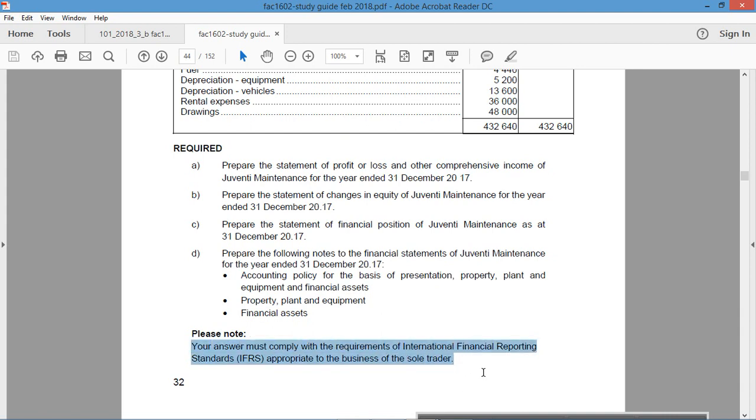All the statements, do you agree? Are you going to ask for all the statements in the exam? No. So let's test your knowledge around that. If I want to create the statement of comprehensive income, that's income and expenses. Good. If I want to create financial position, yes, assets and liabilities. Good. And do you also disclose equity in a statement of financial position?